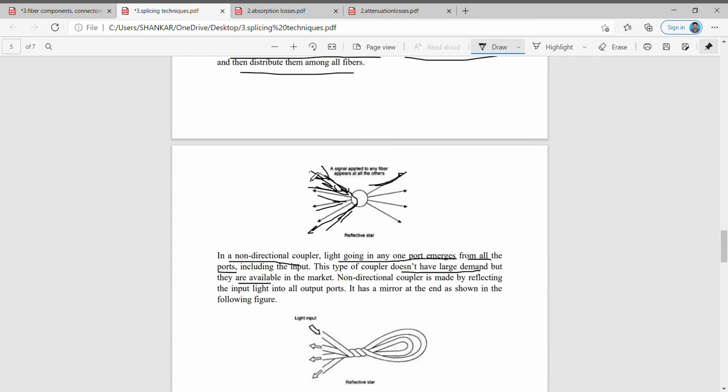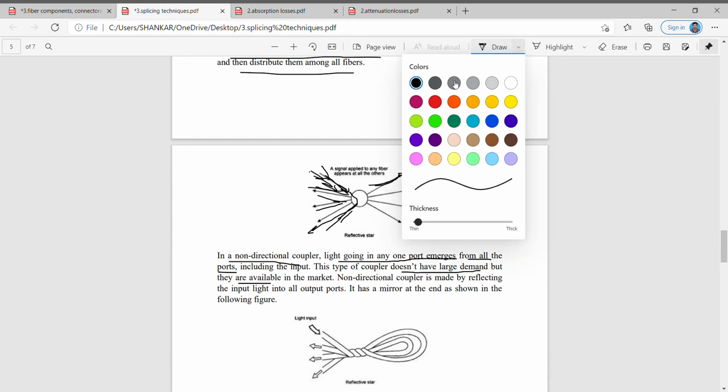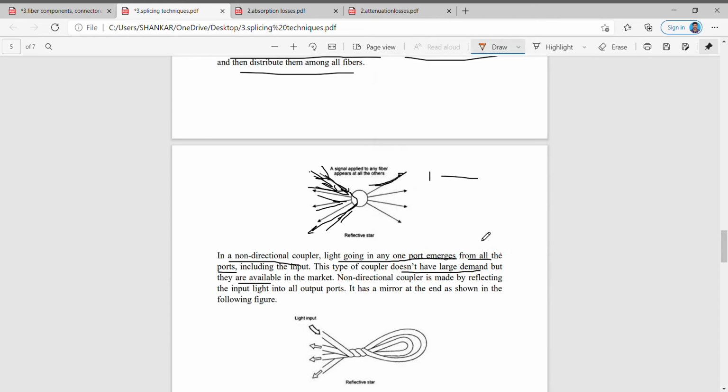We are applying at the input, assuming this is input 1, this is another input 2, and these are the outputs. Generally, we design for inputs and these are the outputs. If input 1 is applied, you get the output as 1 dash, and here 2 dash. This is generally what we require.